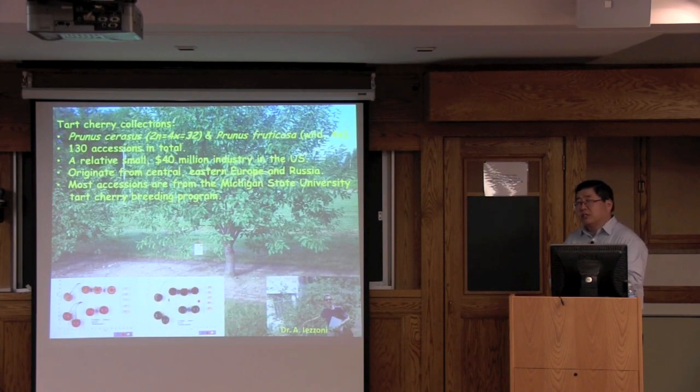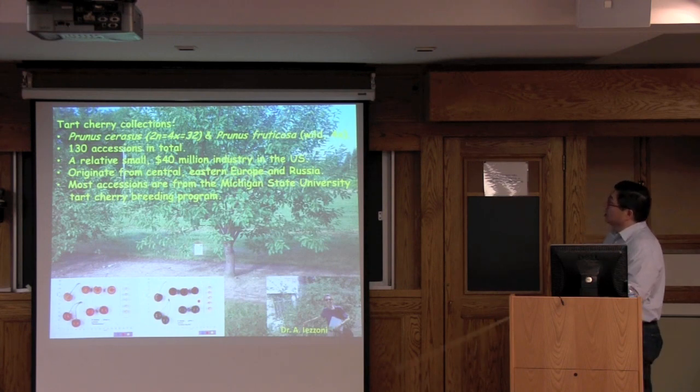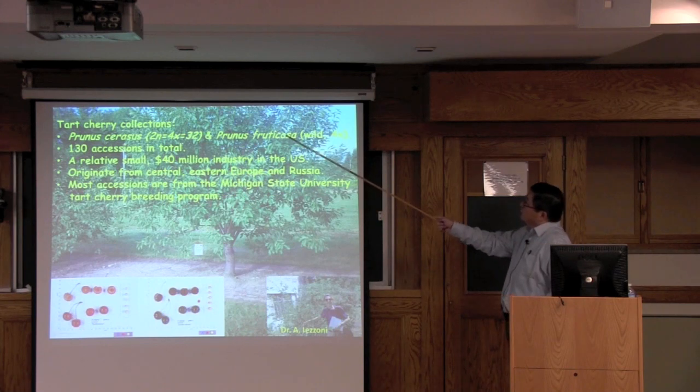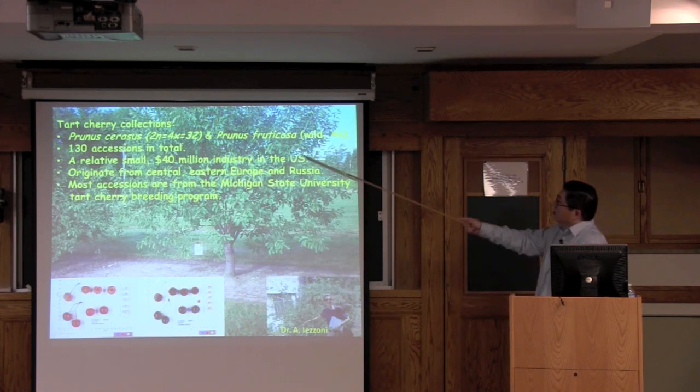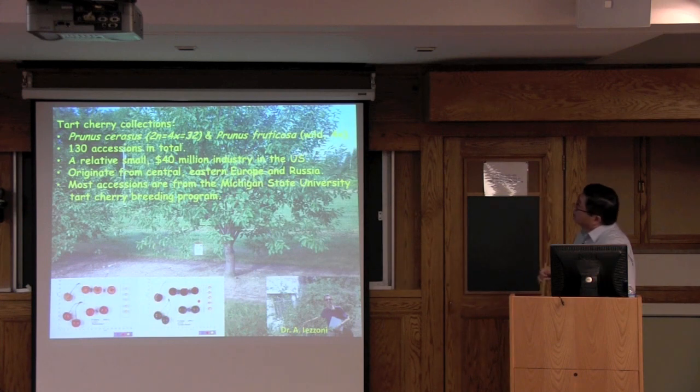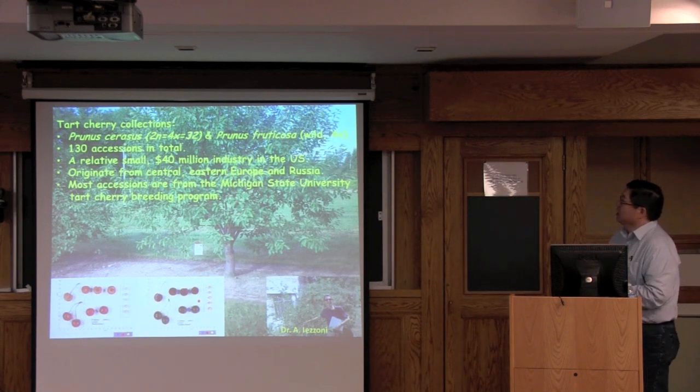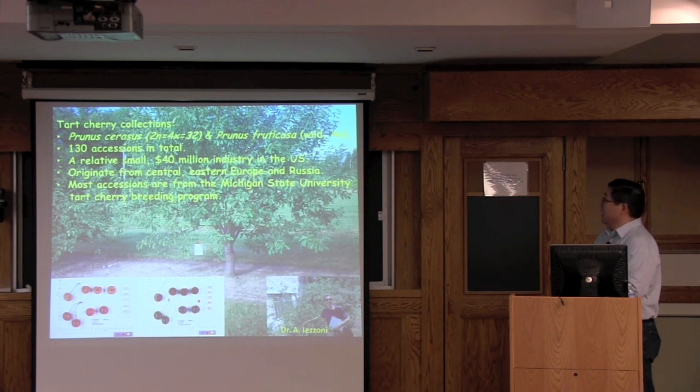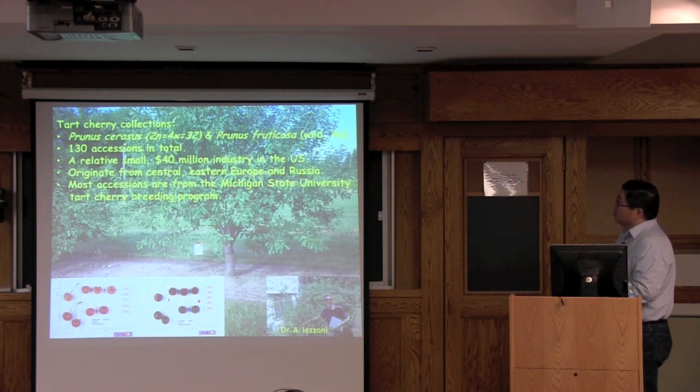Our tart cherry collection is a relatively small collection. Basically, tart cherry is a tetraploid species. Actually, it's a hybrid from sweet cherry crossed with some of the wild tetraploid material, for example, Prunus fruticosa. We have 130 accessions in total. Tart cherry is actually a very small industry, only $40 million in the US, compared with the grape industry, which is over $3 billion. The apple industry is over $2 billion in the US.